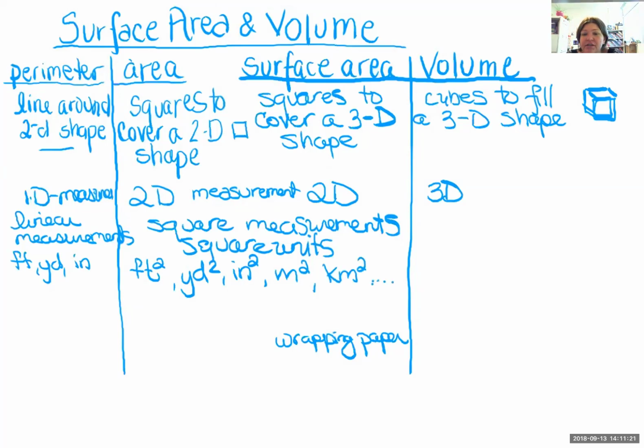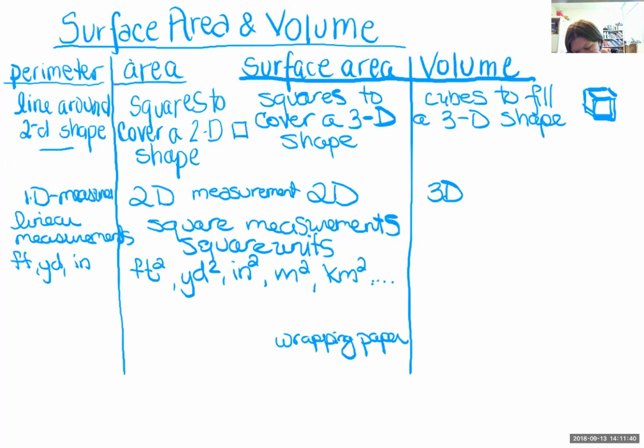Area, surface area is measured in squares. Surface area and area are synonymous. Just, you know, one is on a 2D shape, so it's just one patch of squares, and the other one's on a 3D shape, so it'll be multiple patches of squares. Okay, so we got that for surface area.